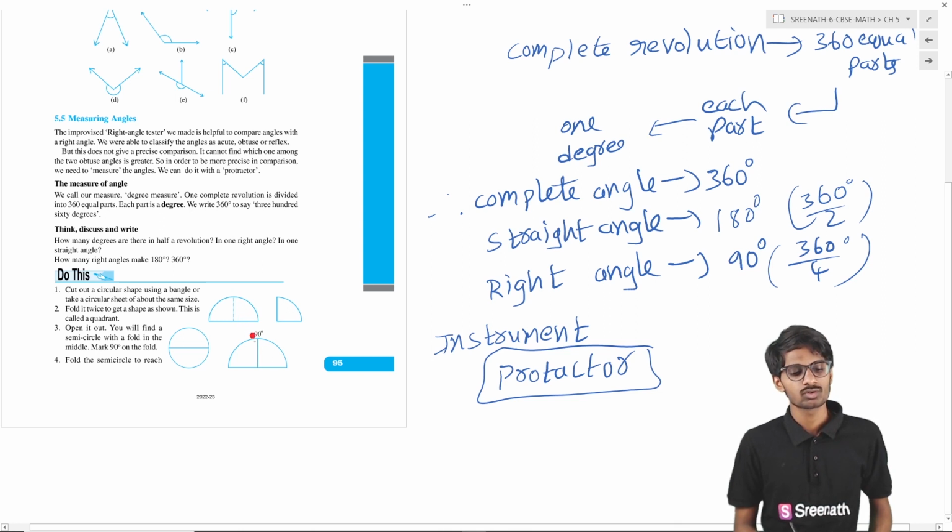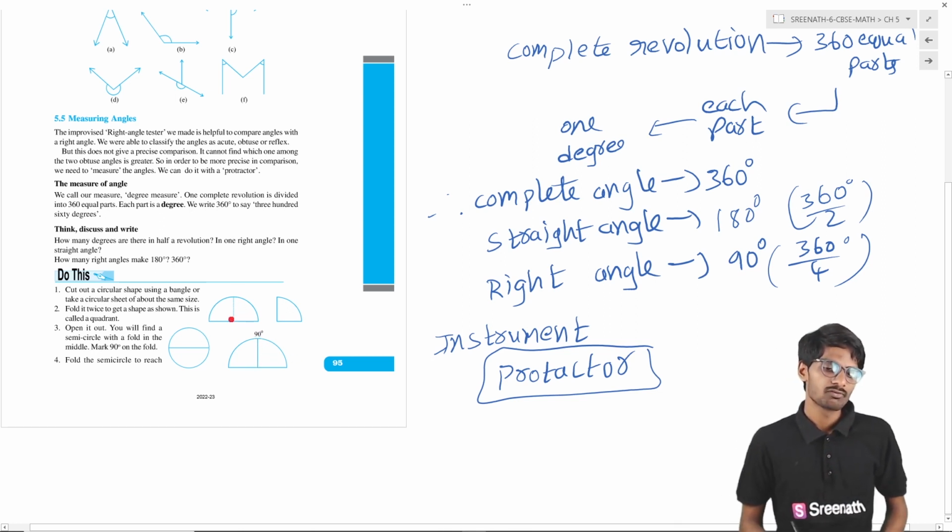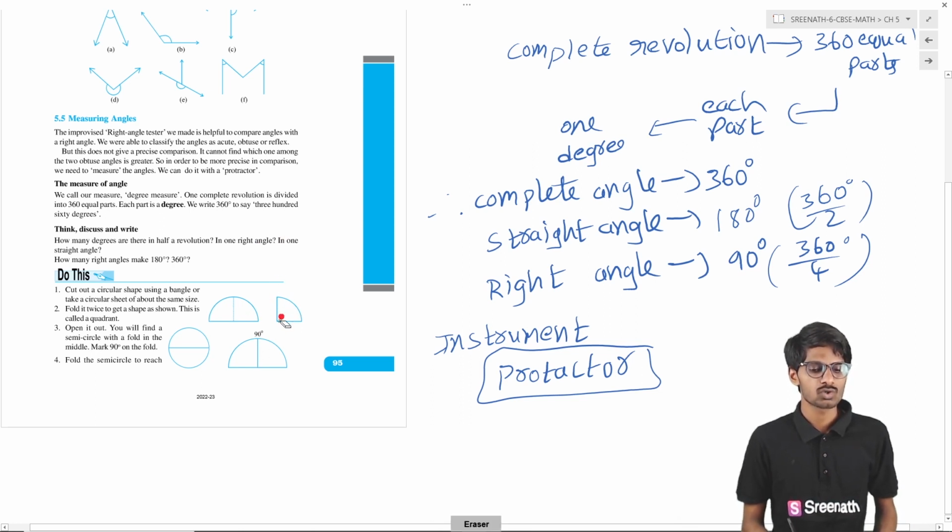Now, again along this fold, you have to fold it again, so it will look like this, and the angle here is 90 degrees. Okay, students, so basically the angle between this and this is 90 degrees, and the angle between this and this is 180 degrees. The angle between this is 90 degrees, this is 180 degrees, this is 360 degrees, like that, students.